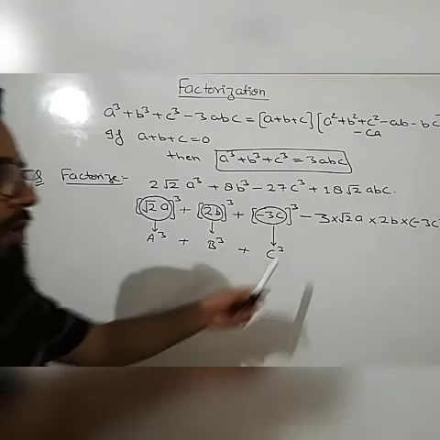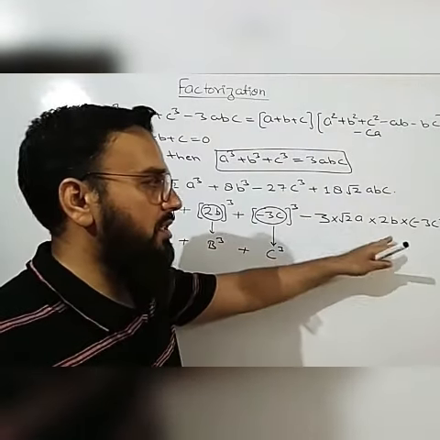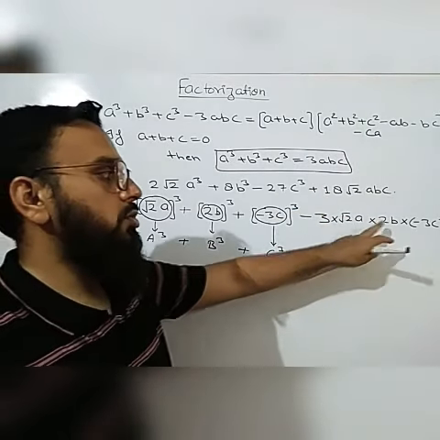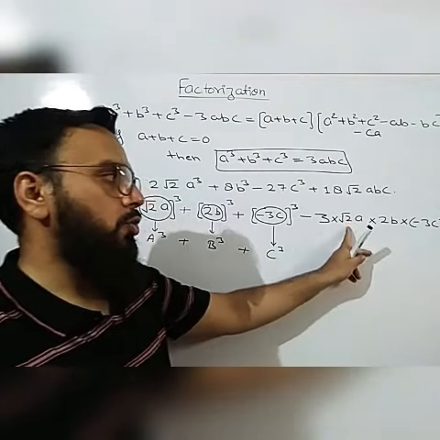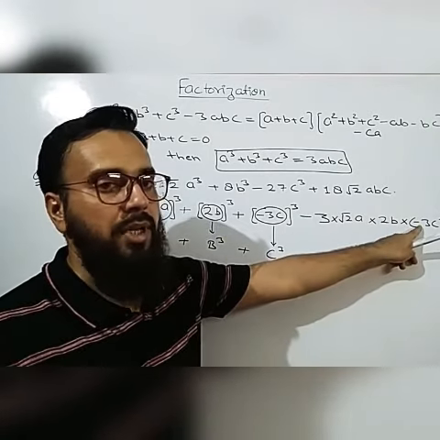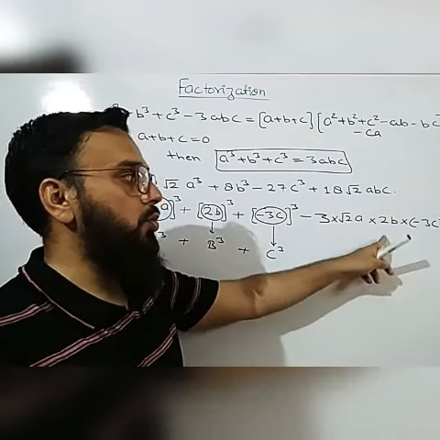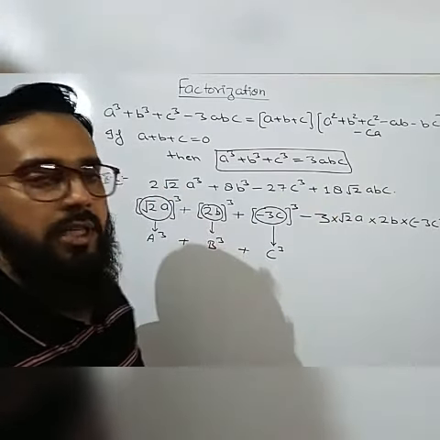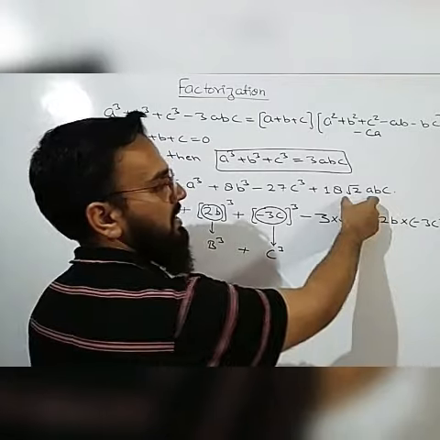So what will be the value of this term if we solve it further? Let us see. It is 3 times 2 is 6, times 3 is 18, root 2. Minus and minus will be plus. So it will be plus 18 root 2 into a into b into c, that is 18 root 2 abc. It means this is the same term which is given in the question.